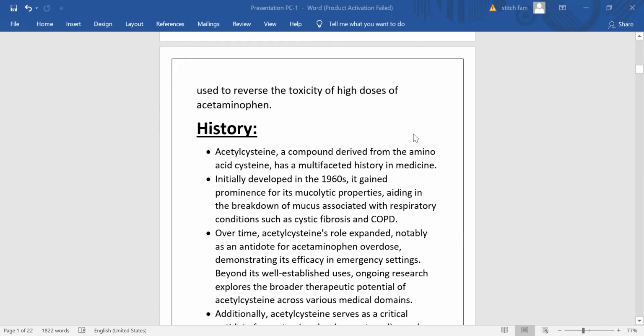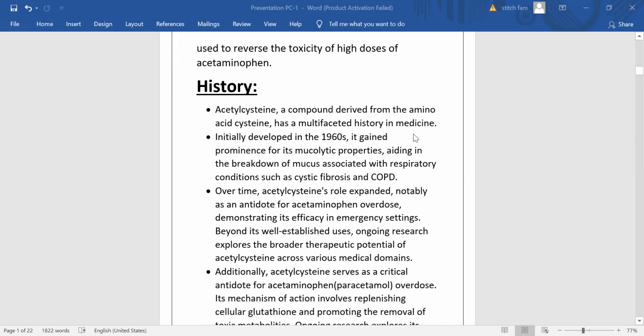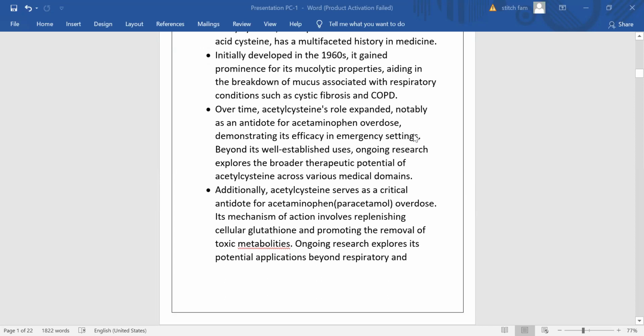Moving towards the history of acetylcysteine, how acetylcysteine appeared. Acetylcysteine, a compound derived from the amino acid cysteine, has a multifaceted history in medicine. Initially developed in the 1960s, it gained prominence for its mucolytic properties, aiding in the breakdown of mucus associated with respiratory conditions such as cystic fibrosis and COPD. Over time, acetylcysteine's role expanded, notably as an antidote for acetaminophen overdose, demonstrating its efficacy in emergency settings. Beyond its well-established uses, ongoing research explores the broader therapeutic potential of acetylcysteine across various medical domains.